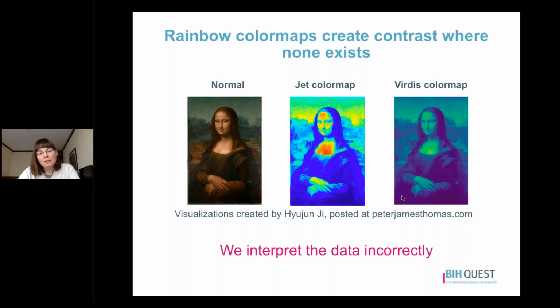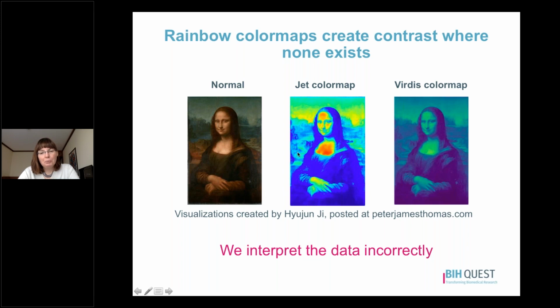However, rainbow color maps also create problems for those of us who have completely normal color vision. And the reason for this is that they create excessive levels of contrast where none exists. The reason that this happens is because our eyes react much more strongly to the oranges and reds than they do to the blues and greens. And you can see this in these three versions of the figure here.